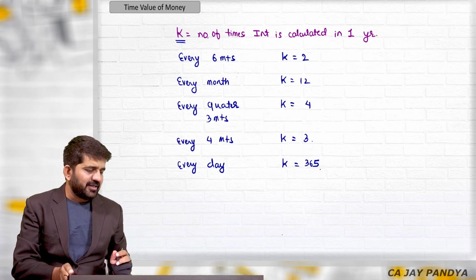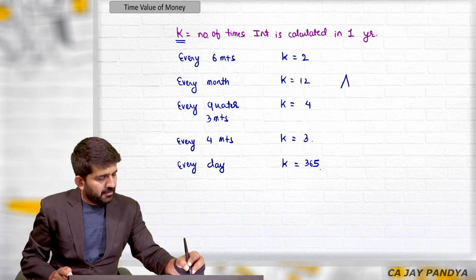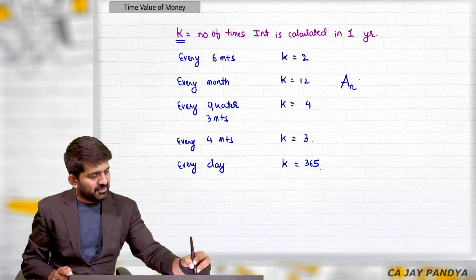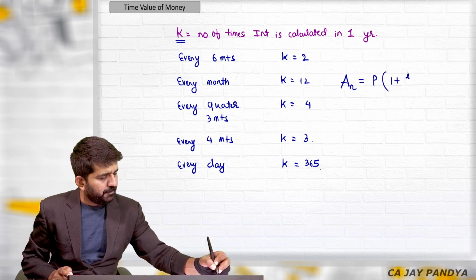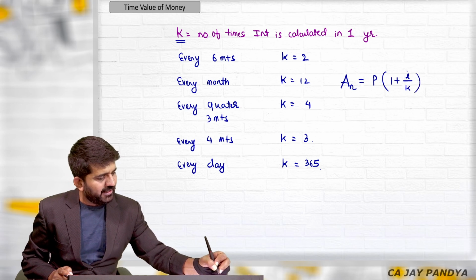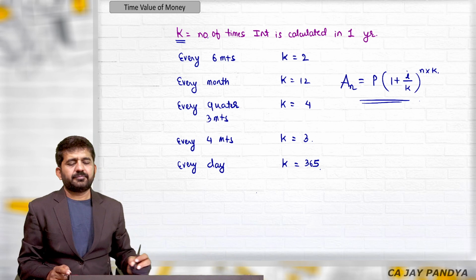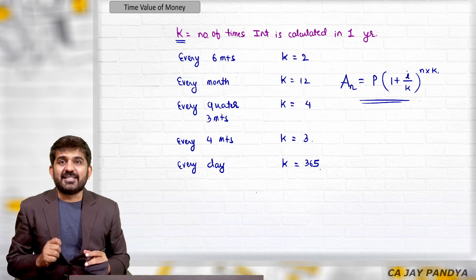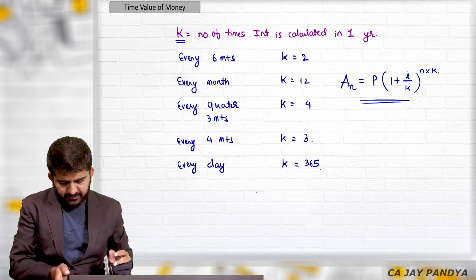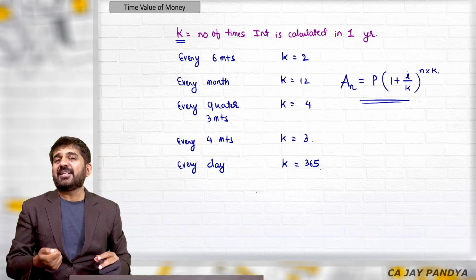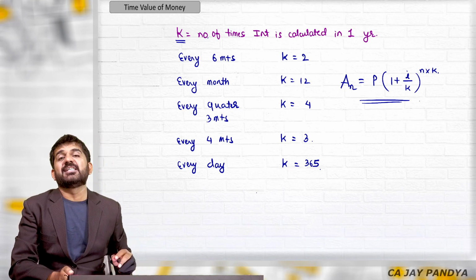So when interest is calculated more than one time in a year, my amount after n years will somewhat change. It will be P into 1 plus I divided by K, raised to n multiplied by K. This is when the interest is compounded more than one time in a year. Again, this is a mathematical concept. Let us again move to a financial concept based upon this K.